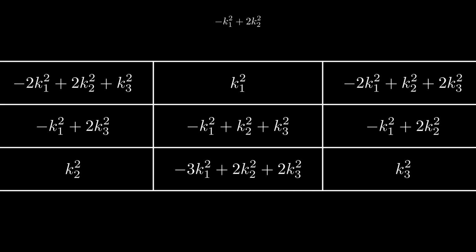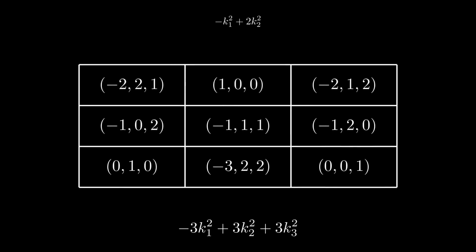Checking my work again, performing all the sums possible, all of them equal minus 3k1 squared plus 3k2 squared plus 3k3 squared. And here's the simplified form. So for example, the top left cell, minus 2, 2, 1, is actually minus 2k1 squared plus 2k2 squared plus k3 squared.